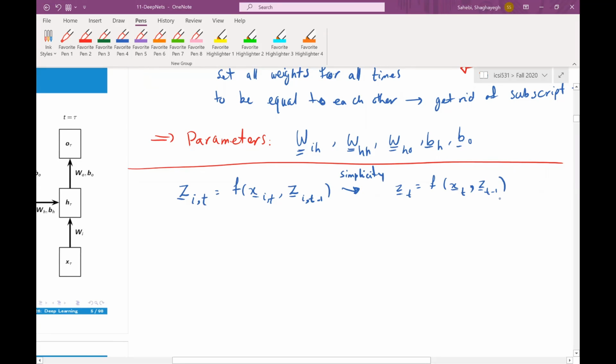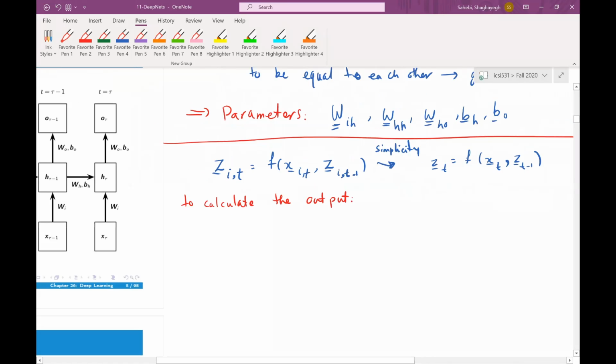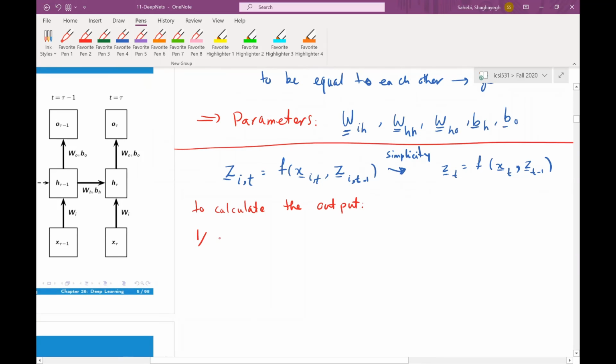Okay, so how are we going to calculate the net for our hidden state at time t? What is the forward pass that we are going to have? To calculate the output, first we are going to calculate the net of Z_t. Okay, so what is net of Z_t?